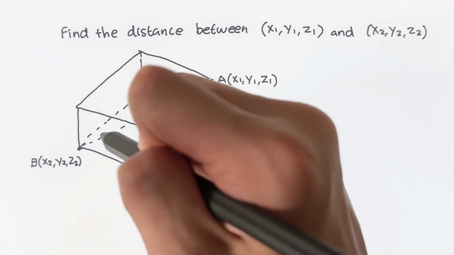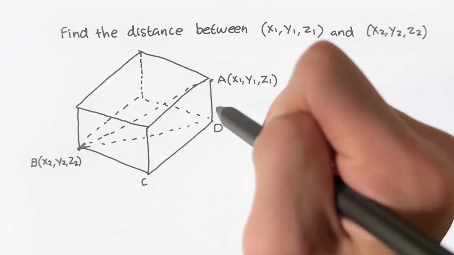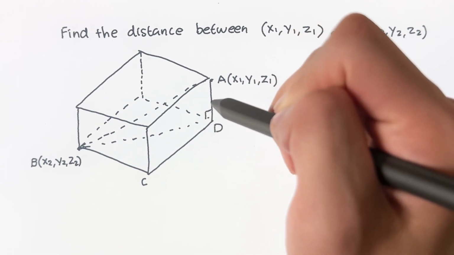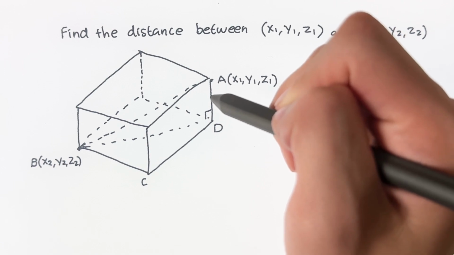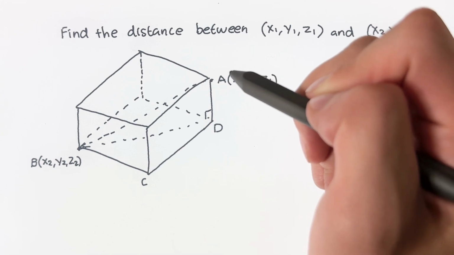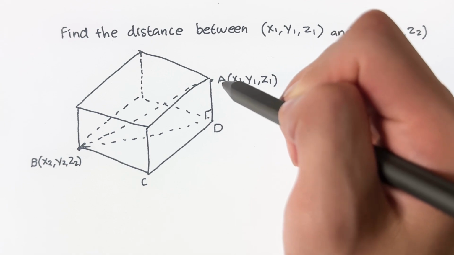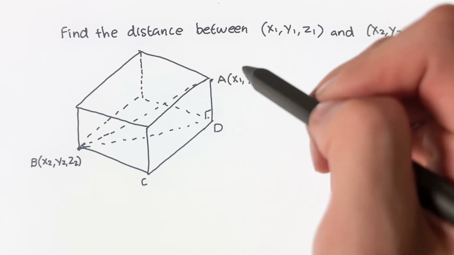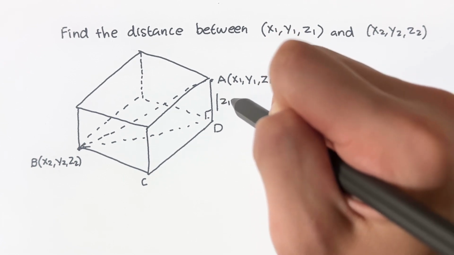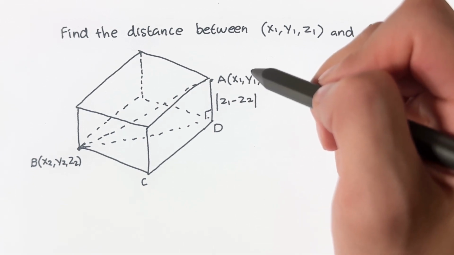Then, we realize that after connecting BD, AD is perpendicular to BD because it is perpendicular to the surface. So, AB will equal the square root of AD squared plus BD squared by the Pythagorean theorem. To represent AD, it will just equal the absolute value of z1 minus z2. We say absolute value because we want the distance to be positive.